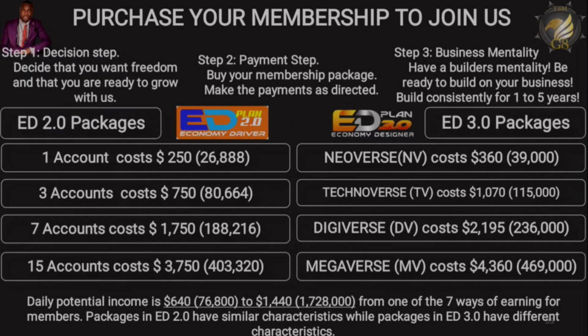And then with the ED 2.0, you can start with one account at $250, three accounts at 250 times 3, that is $750, 7 accounts at $1,750, and 15 accounts at $3,000, about $3,750. Okay, so that is the price.